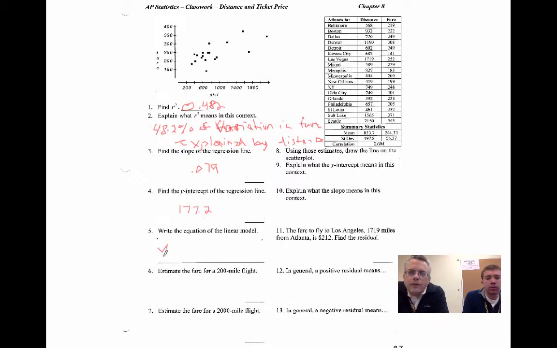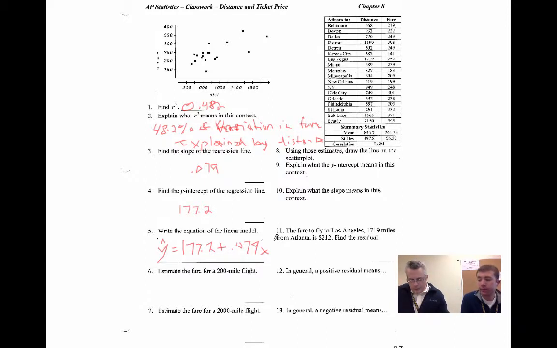I know it's kind of hard for Mr. Lewis, so I'm going to use y hat just because it's hard for me to write, but you could have done fare hat. Fare hat equals 177.2 plus 0.079 x, or distance. If you did words, it could have been fare hat equals 177.2 plus 0.079 times your distance.